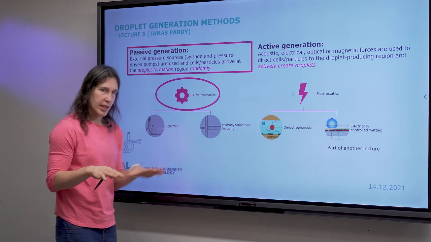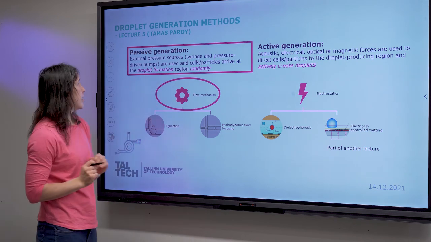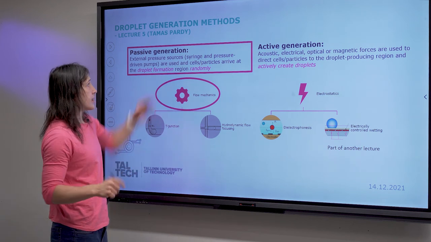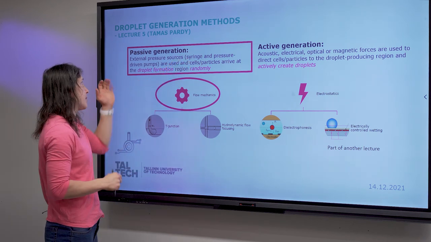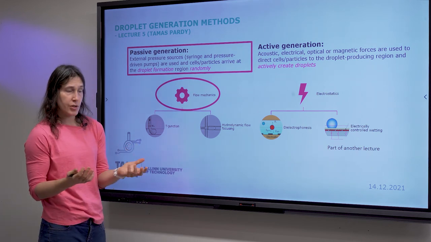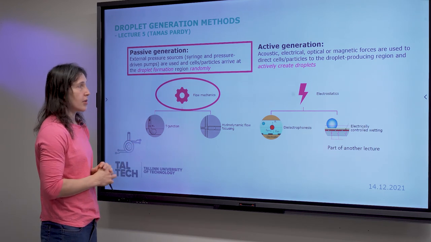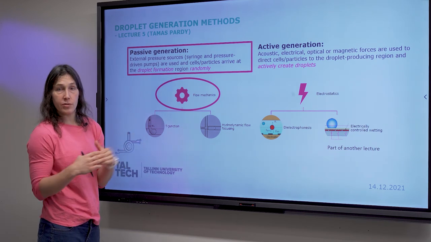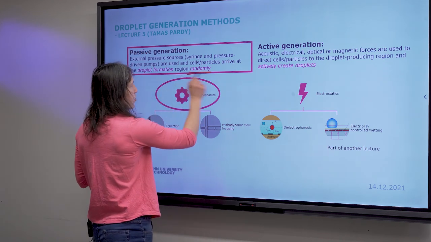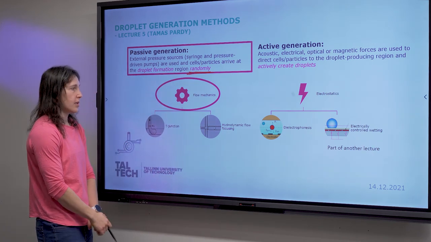But here, we will mainly focus on the passive generation. And that is where you have some kind of external pressure. This can be a syringe or some kind of pressure pump. They are then used to make the cells arrive at the droplet formation region. But the main thing is that it happens randomly. And we will get back to why that is important later on.